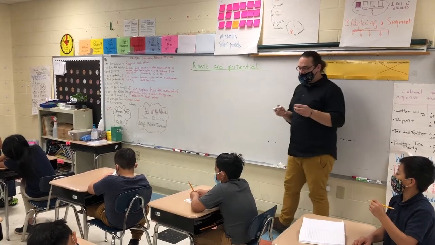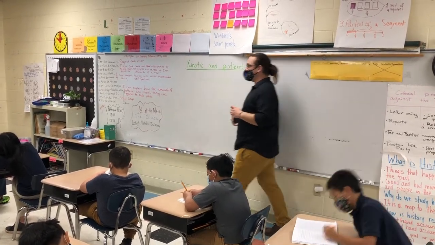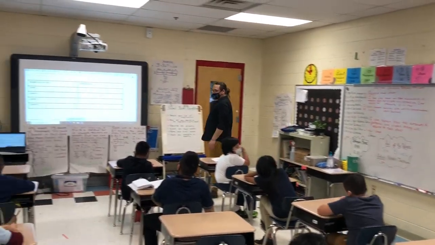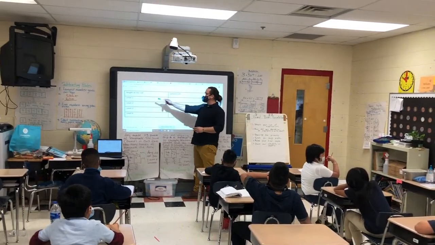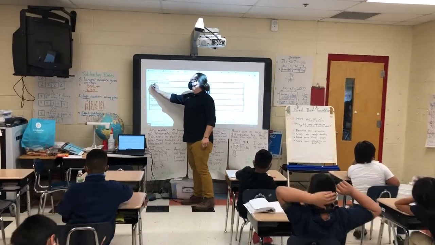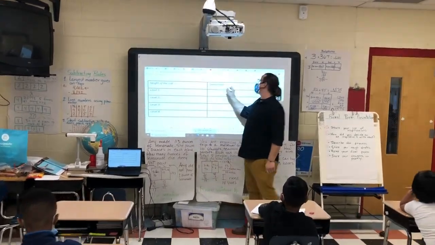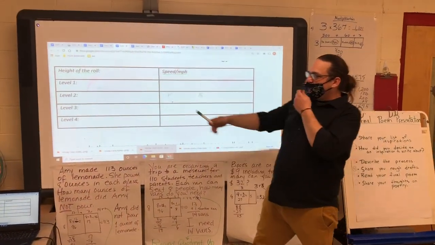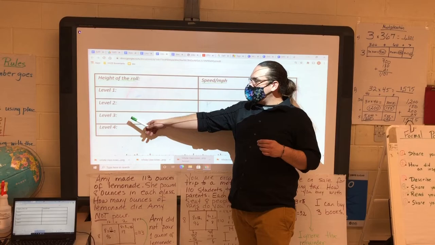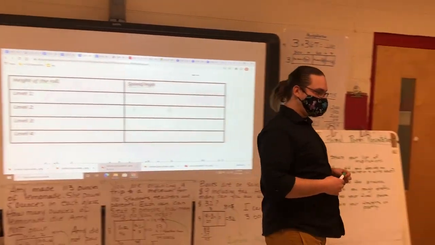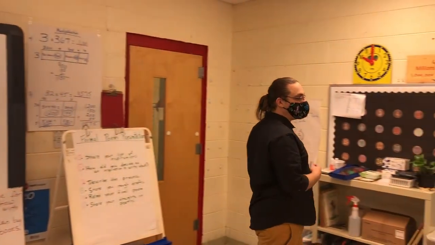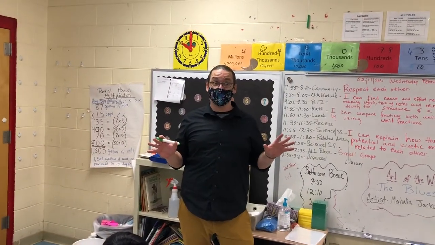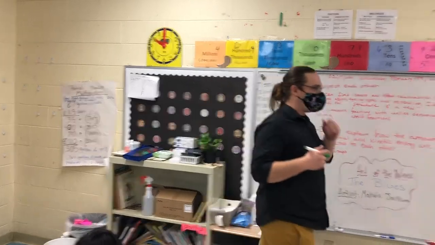Very good. Okay, so we should have this chart filled out by now. Dennis has it filled out. Anderson's got it. Height of the roll up here. Speed or miles per hour. That's right. And then level one, level two, level three, level four. And when you guys are done writing that chart, we're gonna do a science experiment. Yay! Oh, it's gonna be cool.